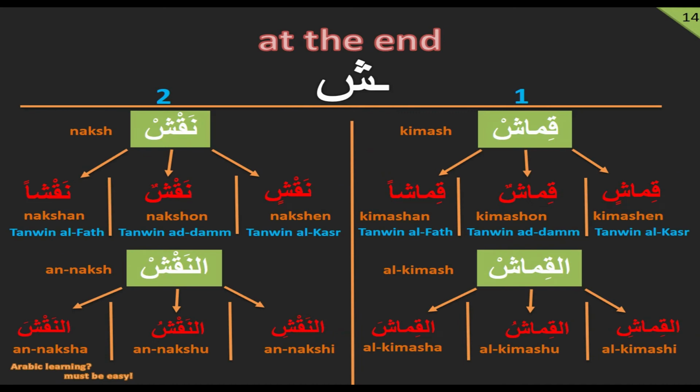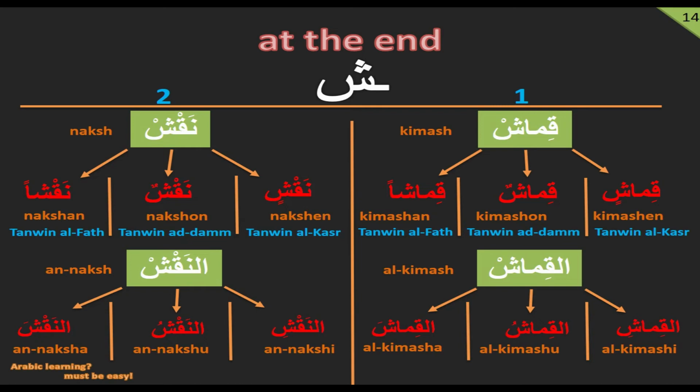Here the first example, قماش, is a noun without al-ta'rif. So now with تنوين الفتح قماشا, with تنوين الضم قماش, and with تنوين الكسر قماش. Now the noun with al-ta'rif القماش, we don't use تنوين anymore, so with فتحة at the end القماش, with الضمة القماش, and with كسرة القماش.